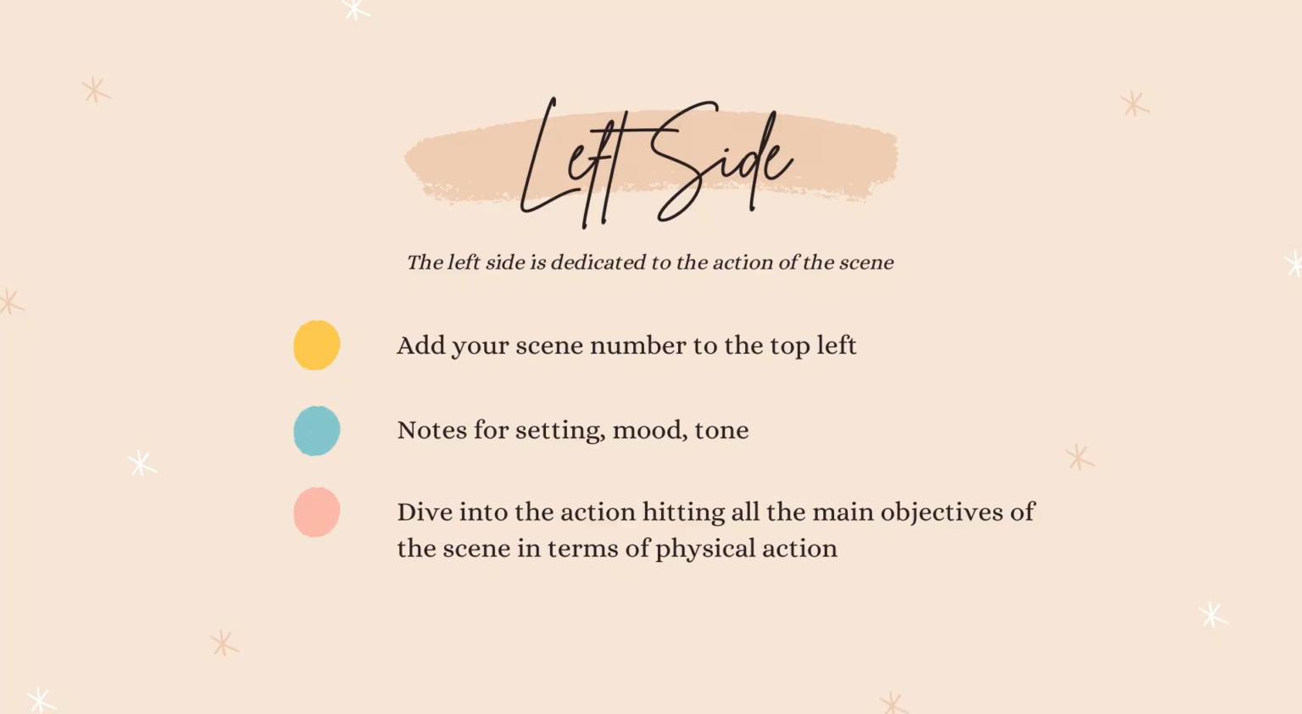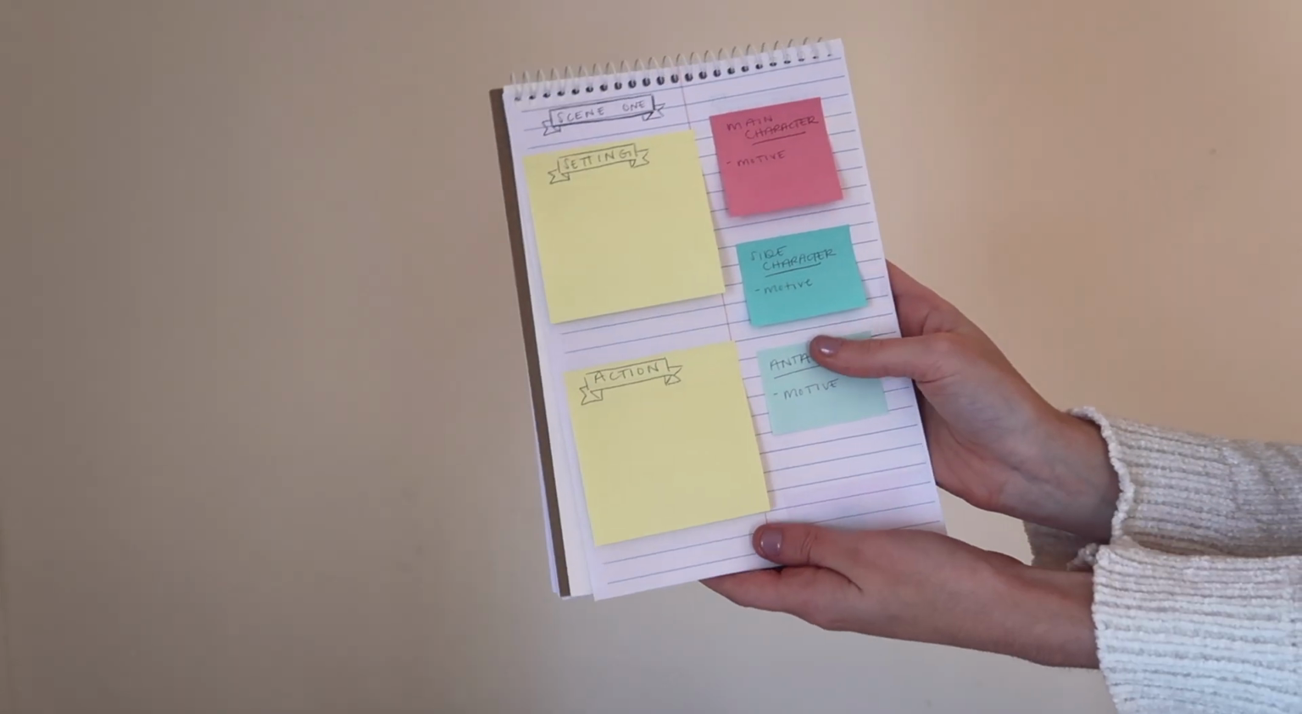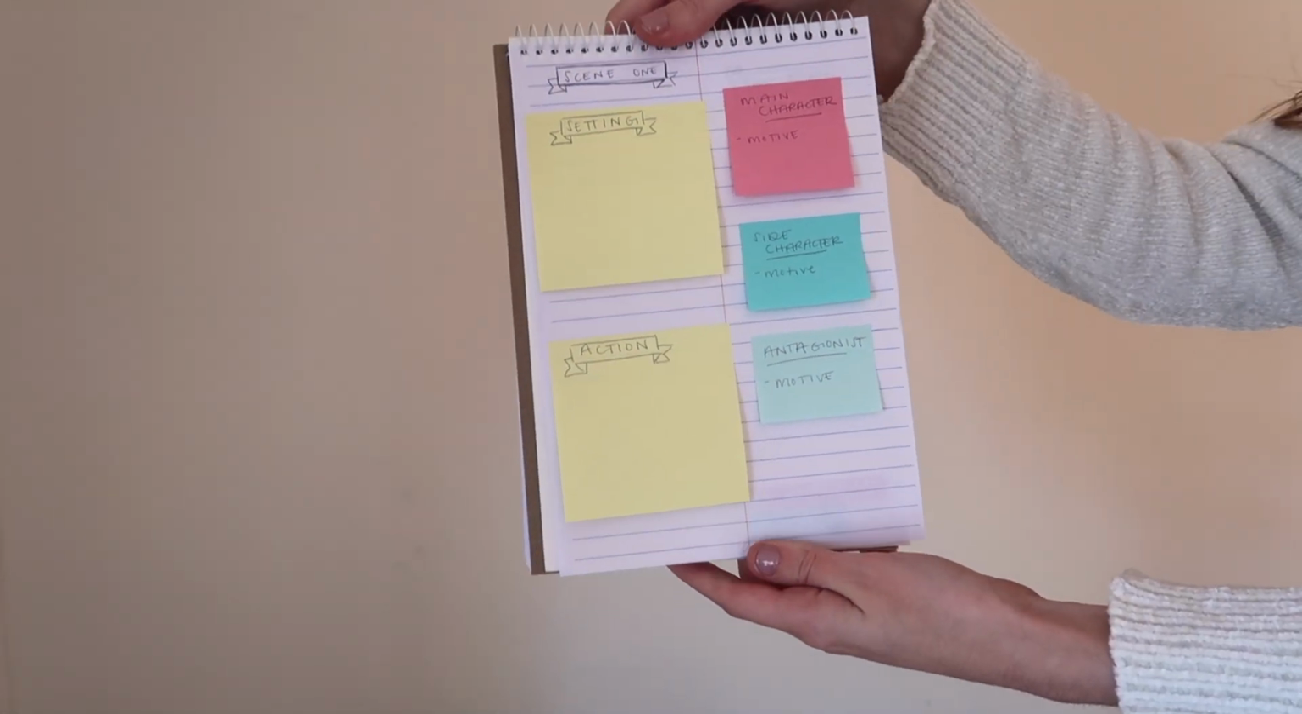So when I set up the scene, because I use a steno book, I do it side by side. The left side is for the action of the scene. And by action, I mean the physical plot, like literally what they're doing. I start by adding the scene number to the top left, and then under that, I typically put notes for setting, notes for mood, for tone, just so I can sort of set the scene. I know exactly where we're starting, I know where we're gonna go, that sort of thing. And then underneath that, I add another sticky note that has all of the physical action.